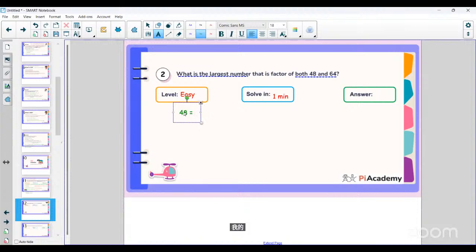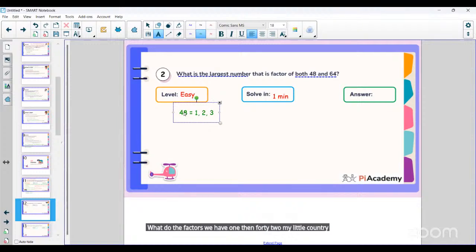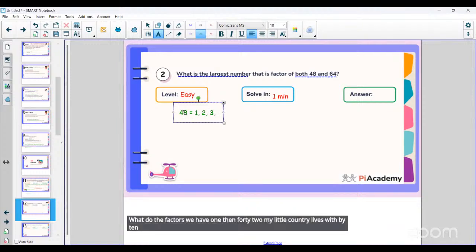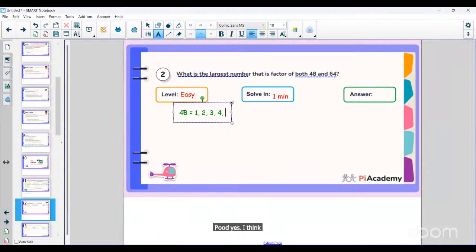What are the factors? Well, we have 1. Then 48 is also divisible by 2. Well, it's also divisible by 3, right? 4, yes, it is. Not 5. 6, yes. Not 7. Well, 8, 6 8s are 48, right? Not 9, not 10, not 11, but 12, yes.